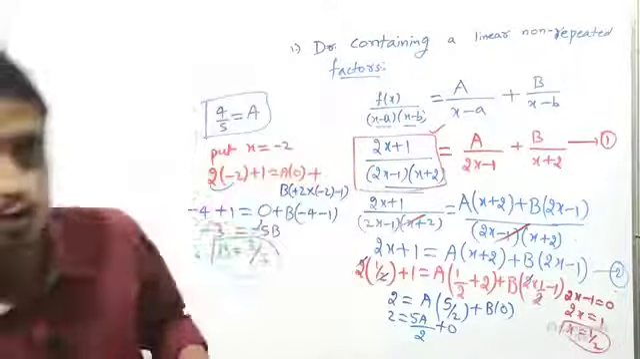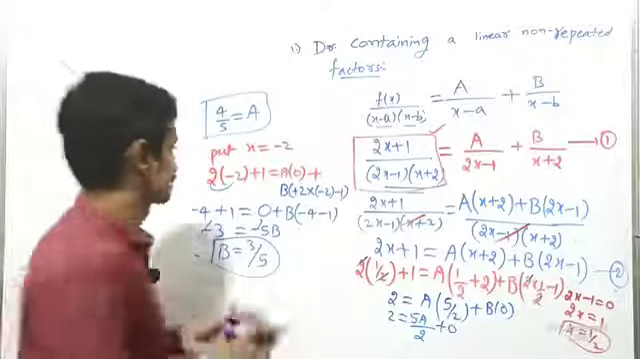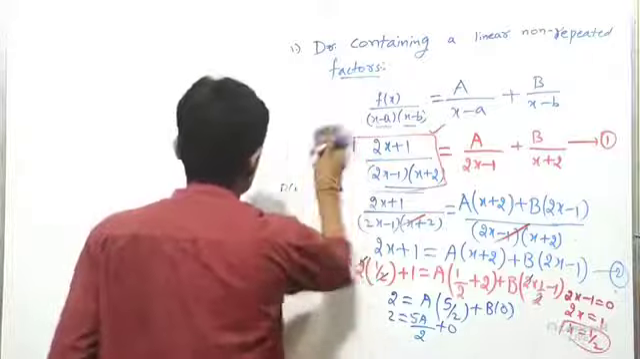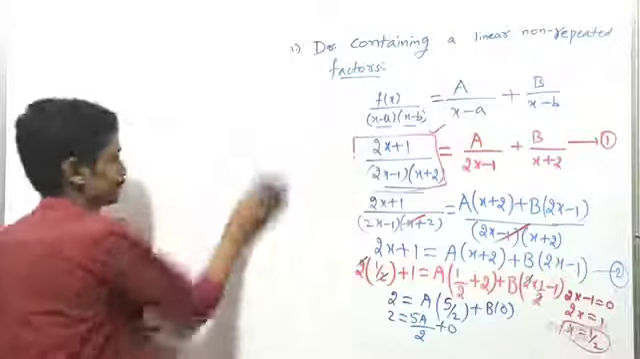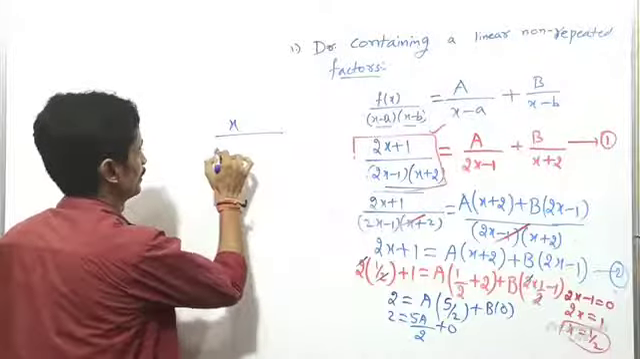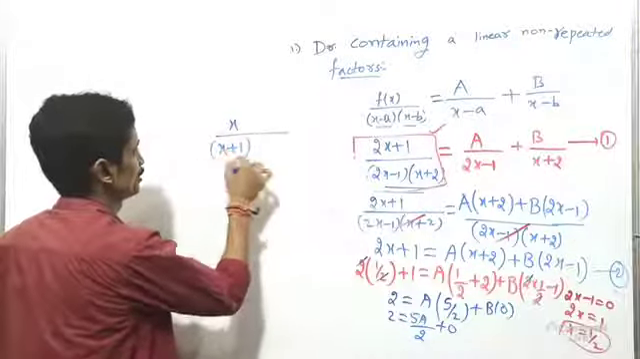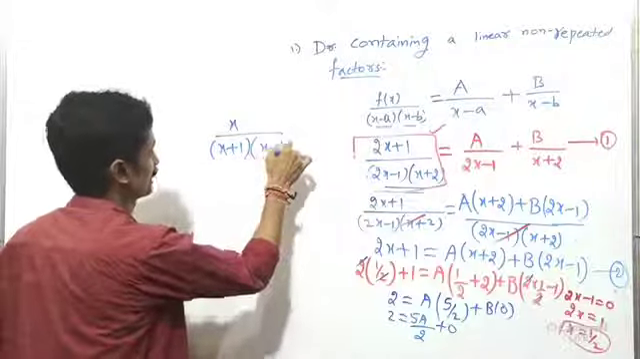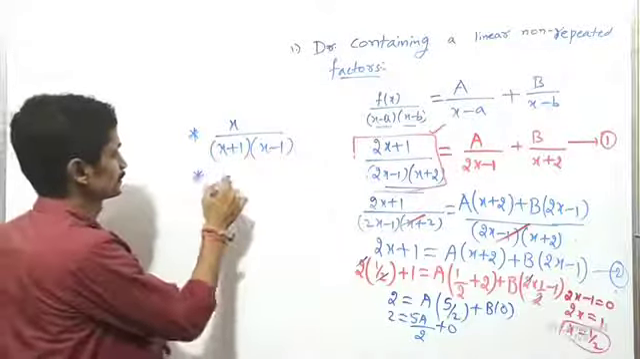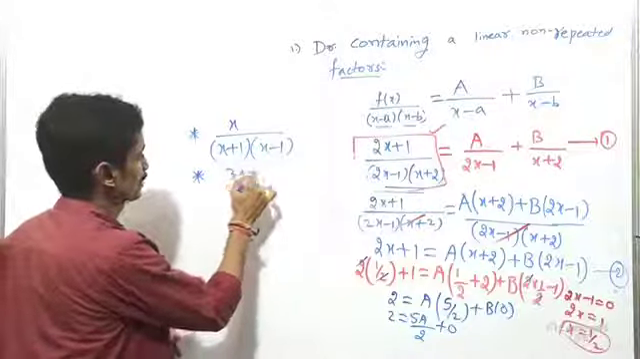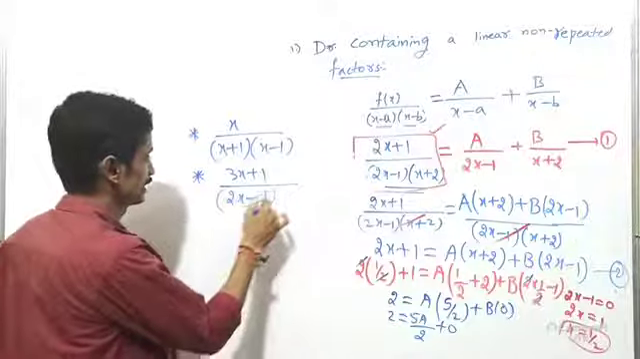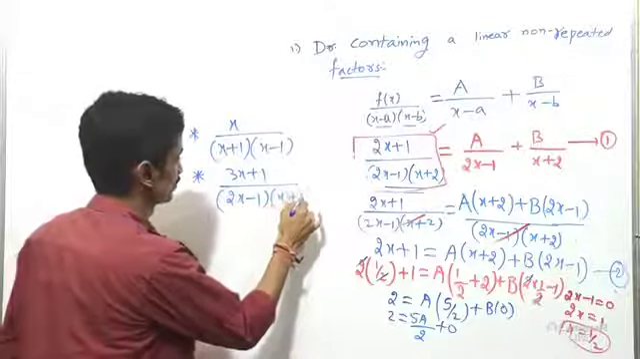Let us take two homework problems, after that I'll close my class. Just you try. Homework number 1: x divided by (x + 1)(x − 1). The second one is (3x + 1) upon (2x − 1)(x + 5).